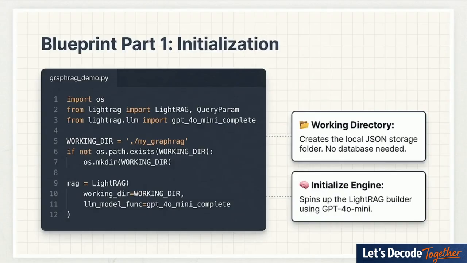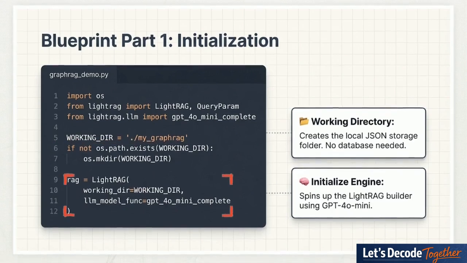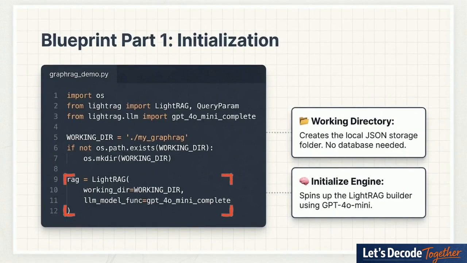In your code editor, import the framework and define a local directory named my_graphrag to store your data. The LightRAG engine initializes here. We point it to our local folder and designate OpenAI's GPT-4o Mini as our default model.